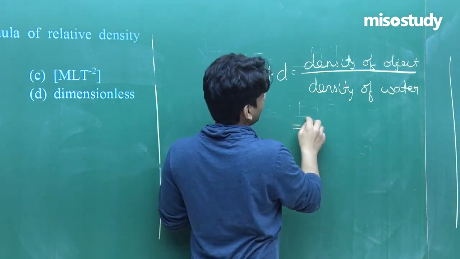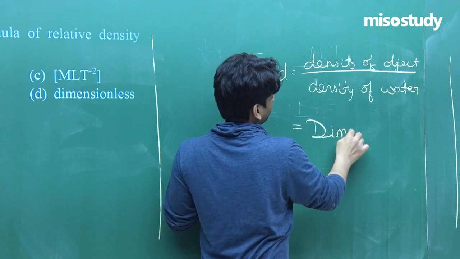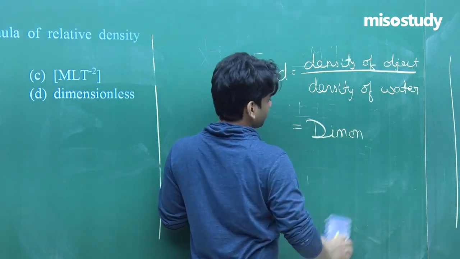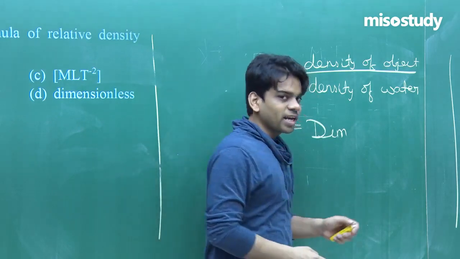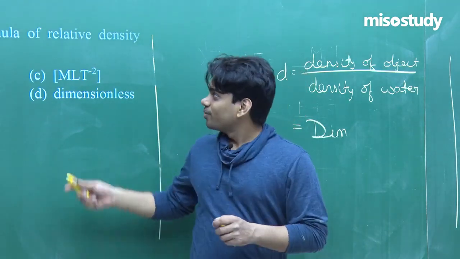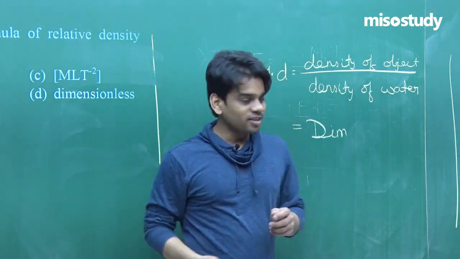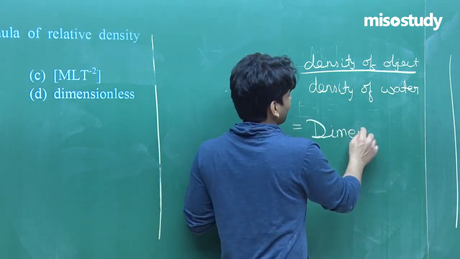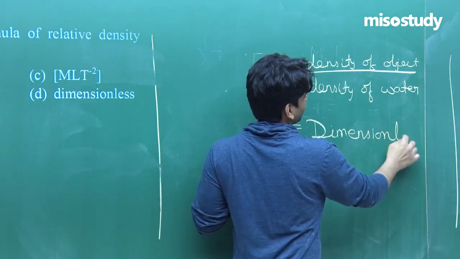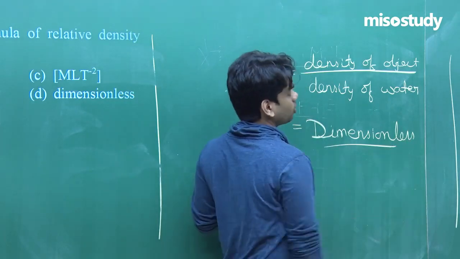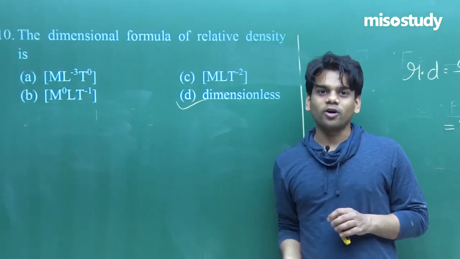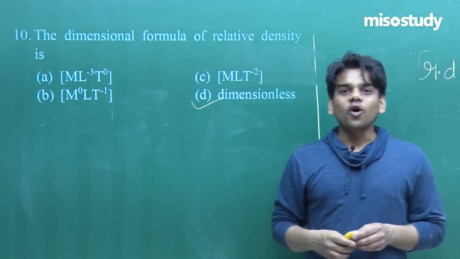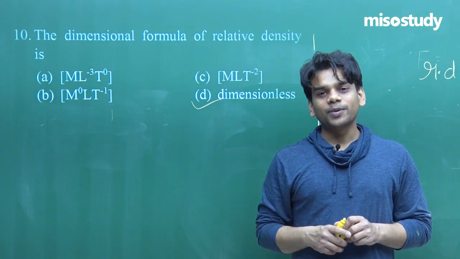Hence, it is dimensionless. It will have no units, it will be dimensionless. I will go ahead and write that it is nothing but dimensionless. So the right answer is option number D. It has no dimension, so we need not check for all the dimensions. This was all the practice questions in this chapter.